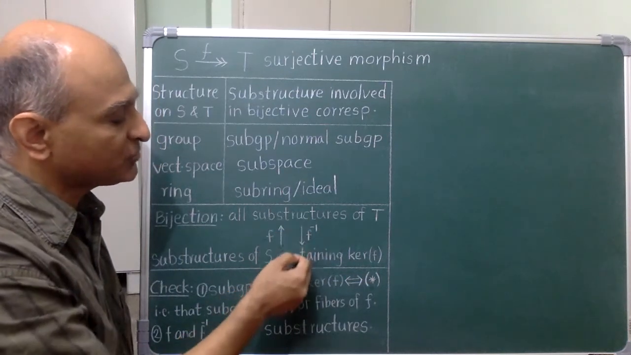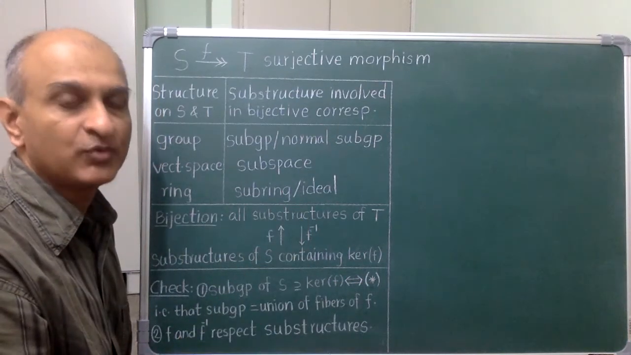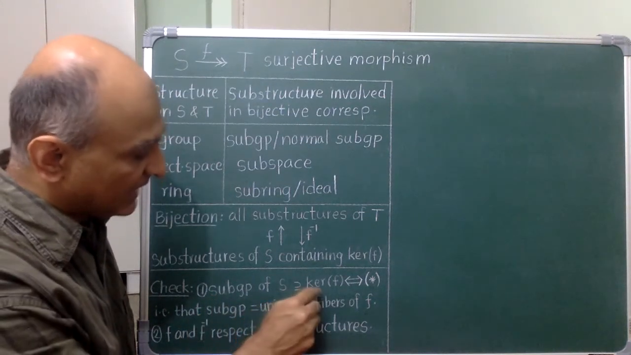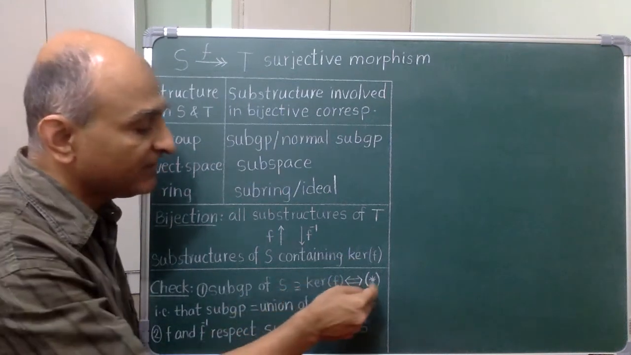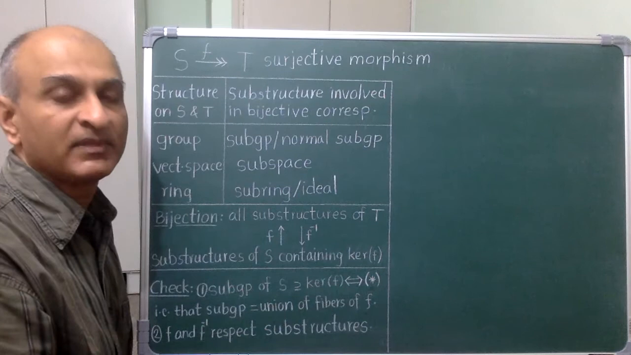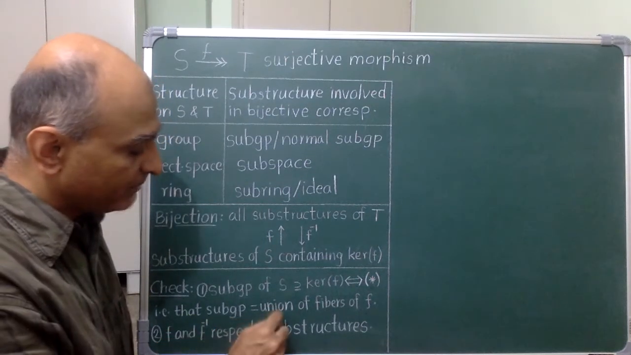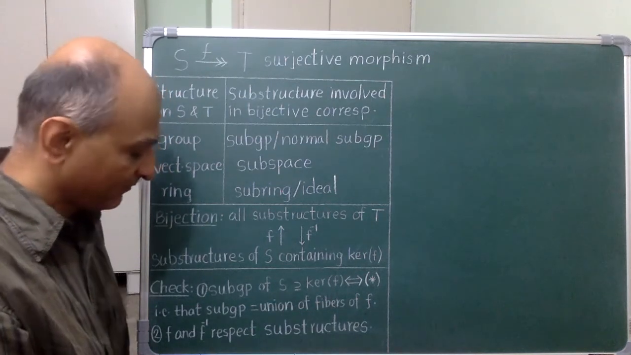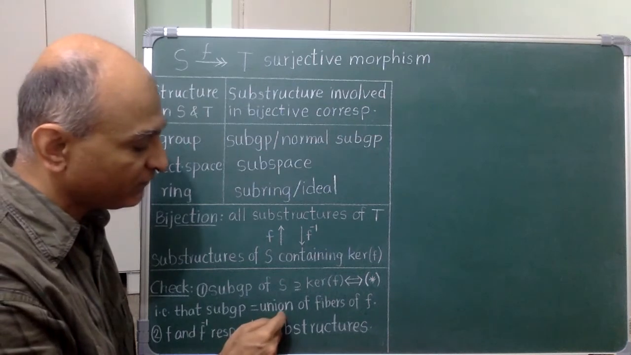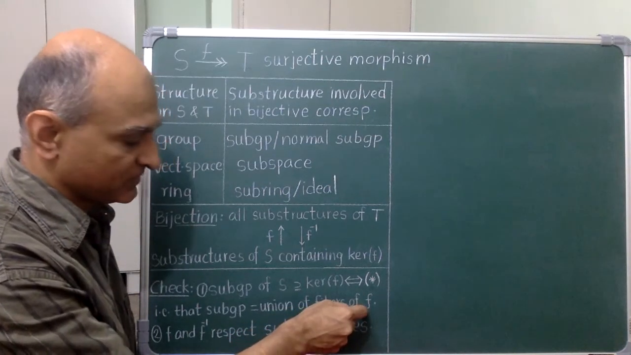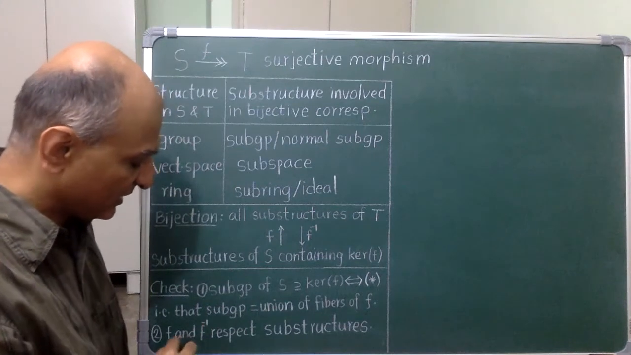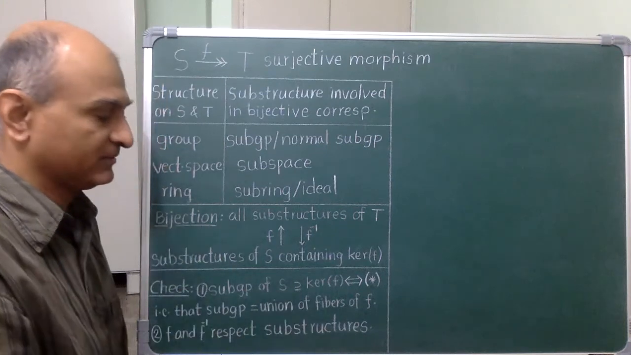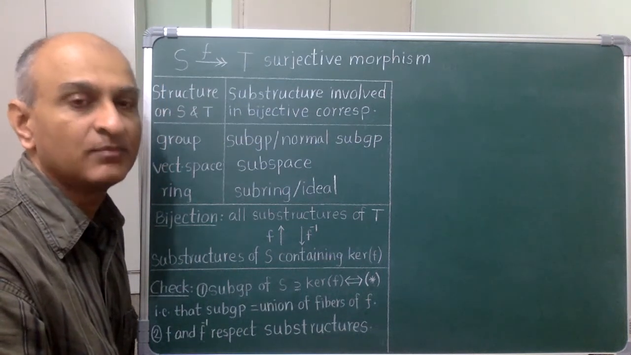So, to prove the correspondence for substructures, I just have to prove the following. 1. A subgroup of S containing the kernel is equivalent to the condition star for that subgroup. In other words, that subgroup being a union of fibers of F. This is true simply because any group is a union of cosets of any of its subgroups. Next, I need to check that F and F inverse respect the substructure that I have in mind. This is straightforward in most cases.